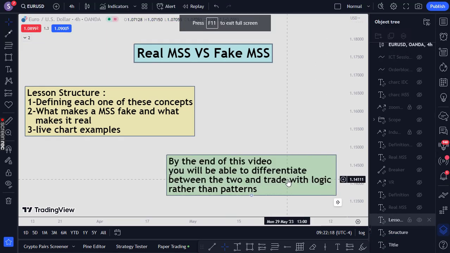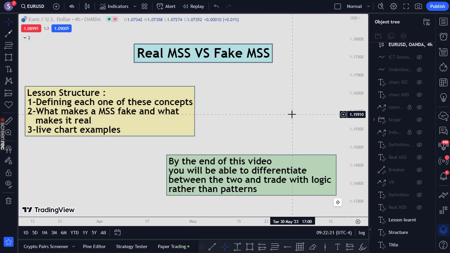So by the end of this video, guys, you will be able to differentiate between the two and trade with logic rather than patterns. You will not just know the difference between a fake market structure shift and a real one, but you will gain knowledge of trading with logic rather than patterns. You will know exactly why each move happens. Alright, guys? So stick to the end of this video. Proceed with an open mind, guys, and I believe you will leave with something valuable.